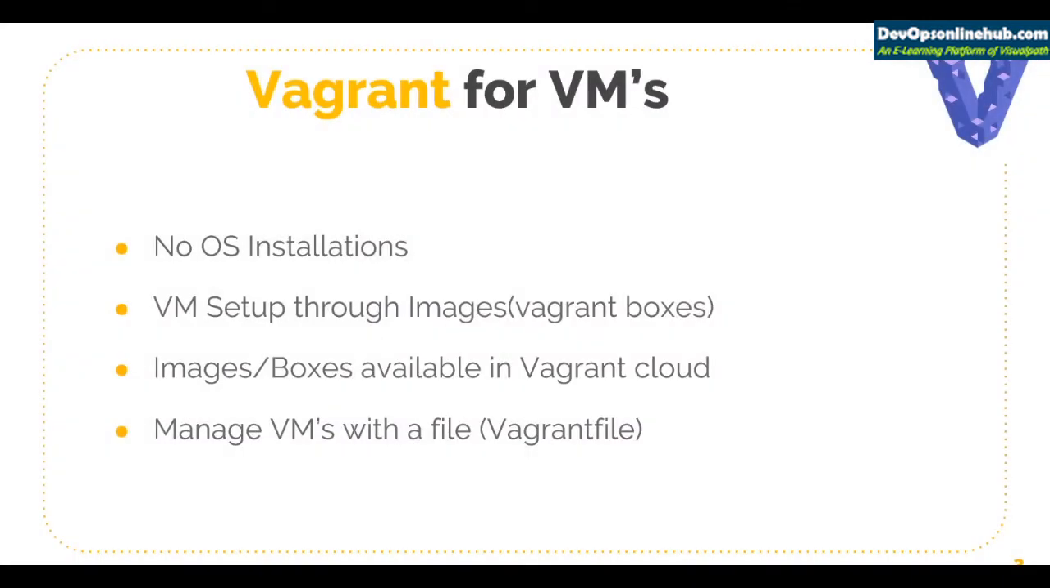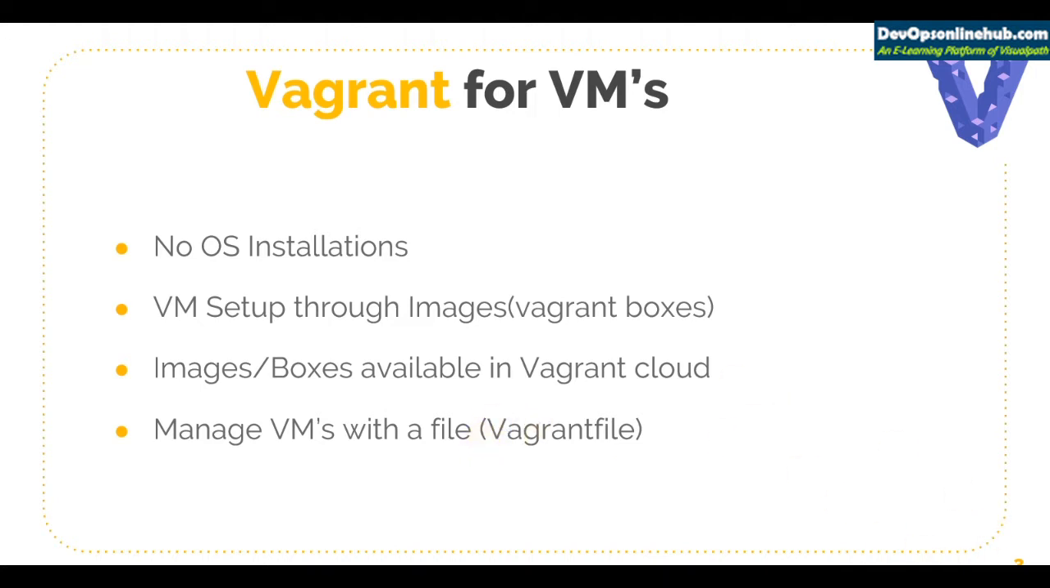So Vagrant. Well, first you don't need an operating system ISO file to create a virtual machine, to set up a virtual machine. There is no OS installation here. We create VMs through images. These images are called boxes. Vagrant boxes. These are ready-made images available on the Vagrant Cloud. From there, Vagrant will pull that image and create a VM from that. So it's not installation, it's cloning. And all that information can be managed through one simple file, Vagrantfile with V capital. There you see, V capital.